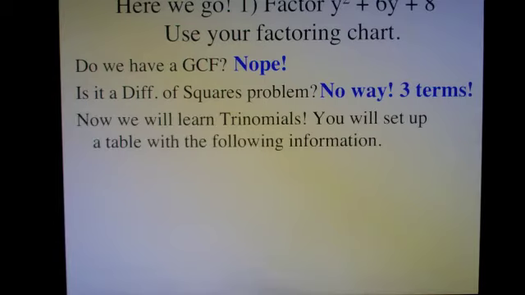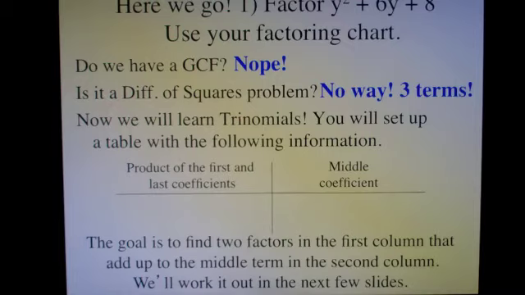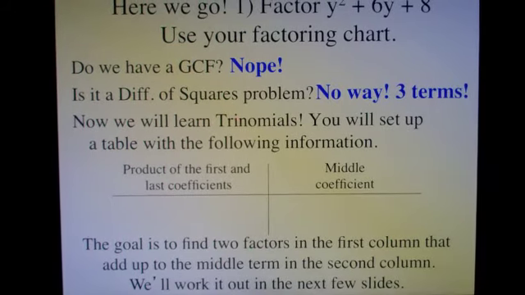Now we'll learn trinomials. Here's the information you need to put in your table in order to be able to factor a trinomial. First, you want to have the product of the first and last coefficients. And then you want to have the middle coefficient. So what we're going to try to do is find two factors in the first column that add up to the middle term that we've put in the second column. You'll see it over the next few slides, so it may not make much sense now, but hopefully by the time we go through a few problems together, it'll make perfect sense.